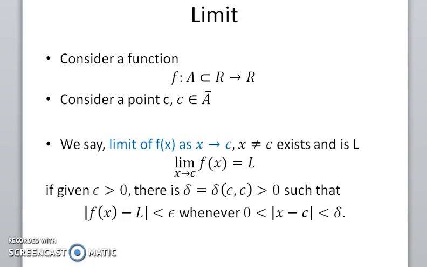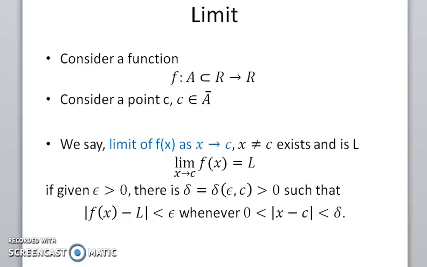For such a point, we say that limit of f of x as x goes to C, where x is not equal to C, exists and is equal to L. Notation: limit of f of x as x goes to C equals L, if given epsilon greater than 0, there exists a delta that depends on epsilon as well as point C and is positive, such that modulus of f of x minus L is less than epsilon whenever modulus of x minus C is less than delta. So this is also known as the epsilon delta definition.